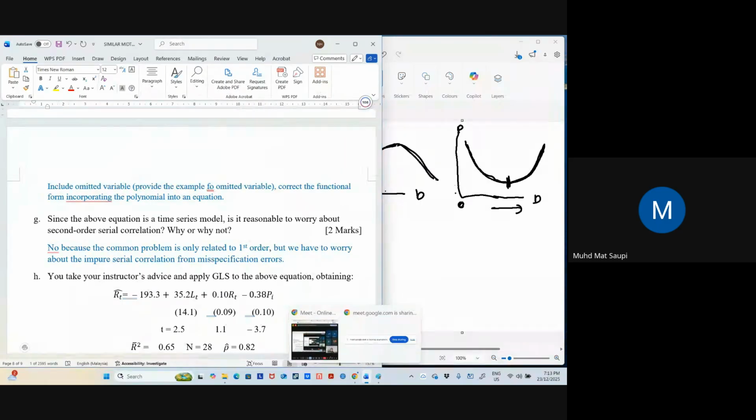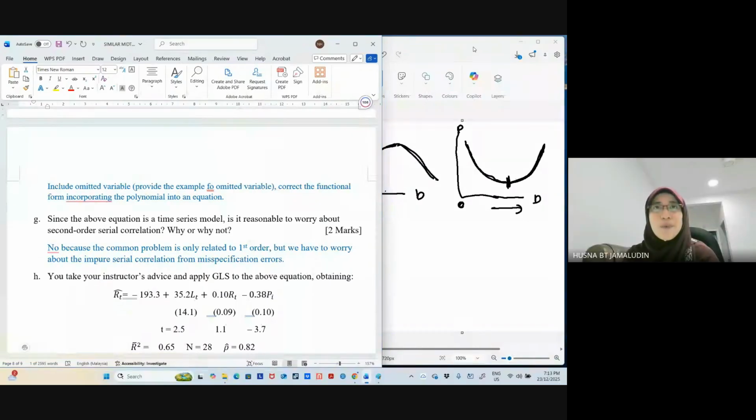What about the sign of the omitted variable? Is it okay to choose any positive or negative? The signs of omitted variable depends on the theory. So you expect whether the variable has positive impact on the dependent. So it depends on the theory, depends on your expectation. Okay, madam, thank you.